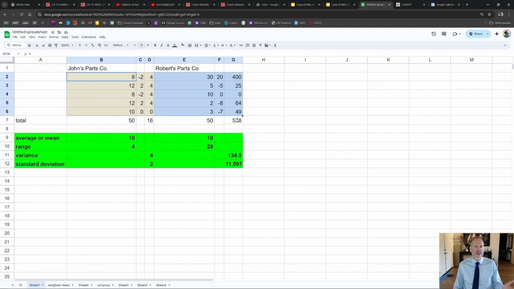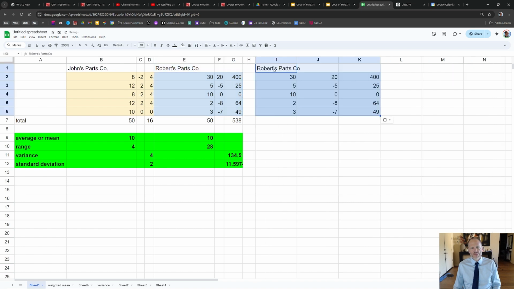But what if we had some figures that weren't Robert's Parts Company, but something like over here. I'm just going to do one with some really different figures. I'm going to paste all that. Elon's Rocket Supply Company. So every time you want a rocket, you could order something from Elon's Rocket Supply Company.